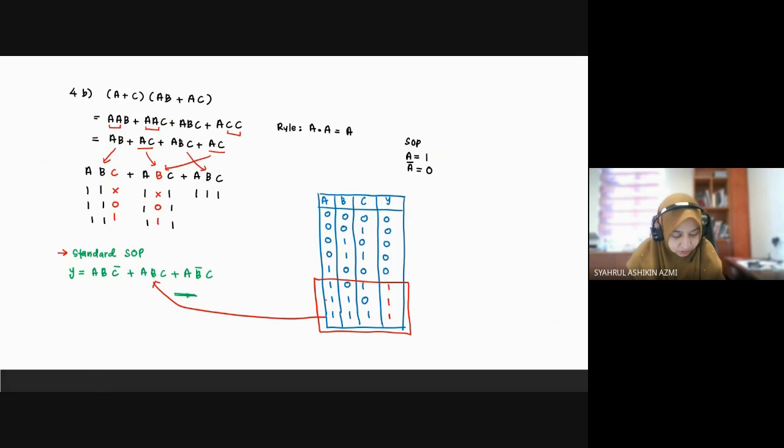Okay, 101 is this one here, and this is this. Yeah, 101 is B bar, and C. 110 is A, B, C bar. 111 is A, B, C. So you put it N, which is N block, plus, in order to indicate the SOP expression.